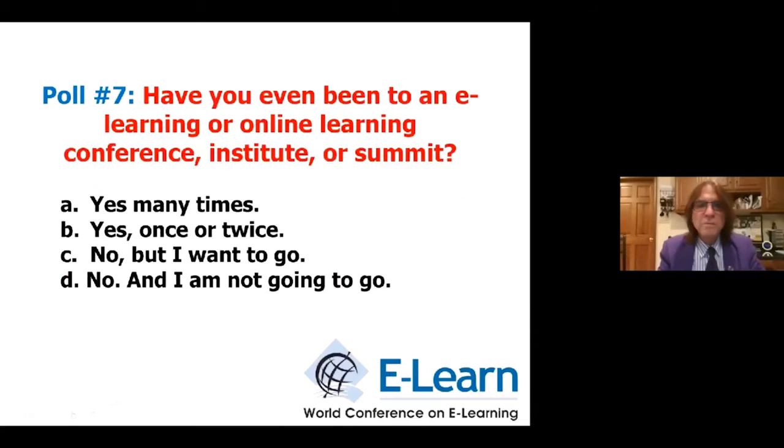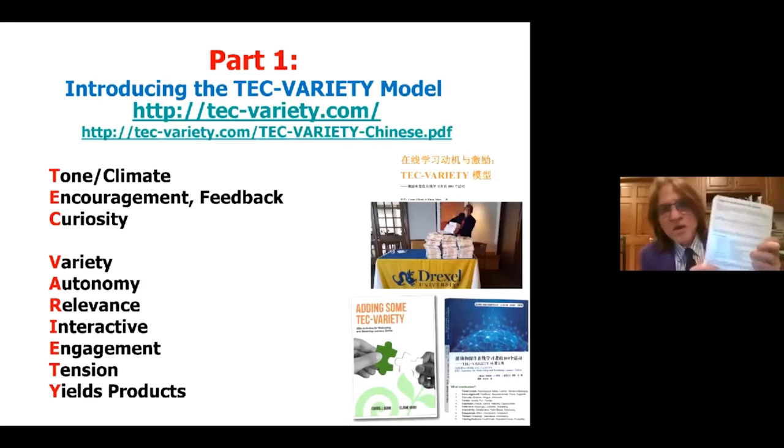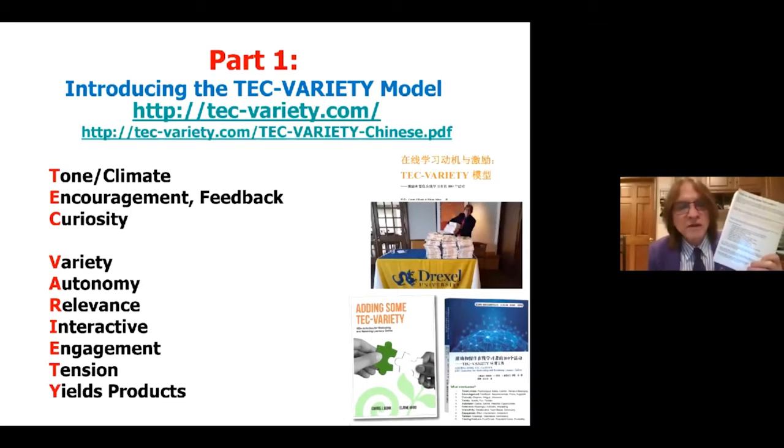So I'll go to part 1. In this TEC-VARIETY book, I go through 10 principles of motivation. The 10 principles are listed there, from tone and climate to yielding products. They spell TEC-VARIETY. Any one of those is the most important. You can make the case that variety is the most important, or relevance is the most important, or tone and climate is the most important, or feedback is the most important. Each one of those is the most important. All you have to do is pick 3, 4, or 5 of those and structure them in your course, and you will have success. You don't have to do all 10.